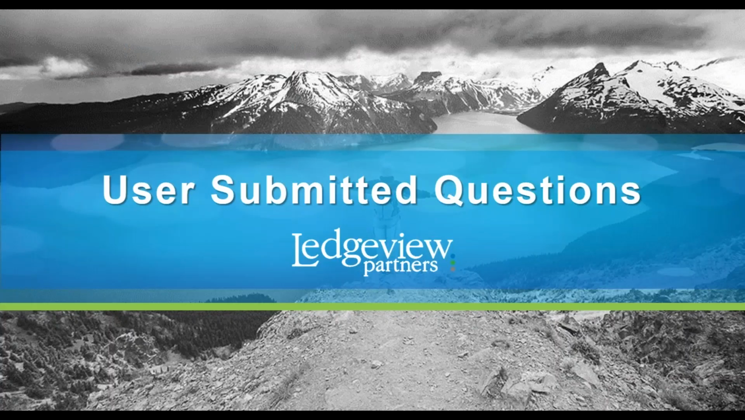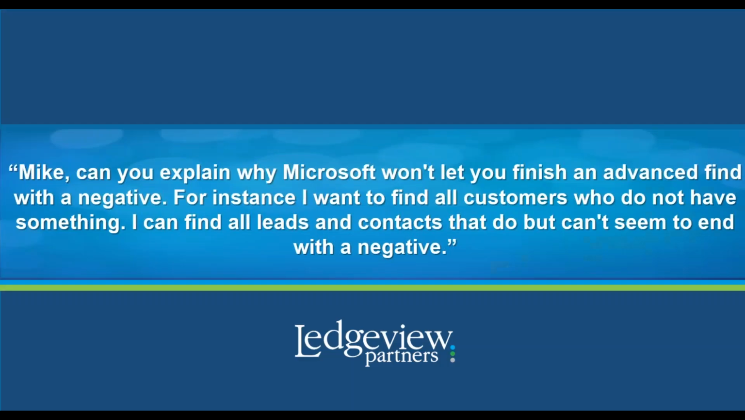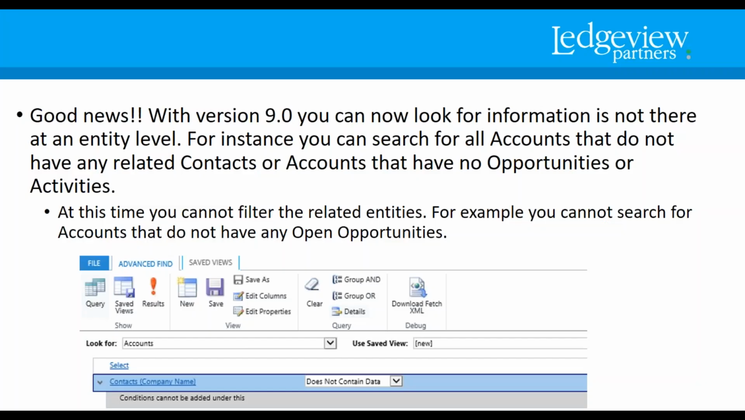That was a lot of information we just covered. Now we have 2 user-submitted questions. Mike, can you explain to me why Microsoft won't let you finish an advanced find with a negative? For instance, I want to find all customers who do not have something. I can find all leads and contacts that do, but can't seem to end with a negative.